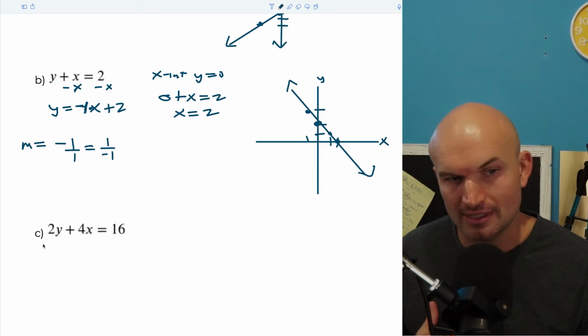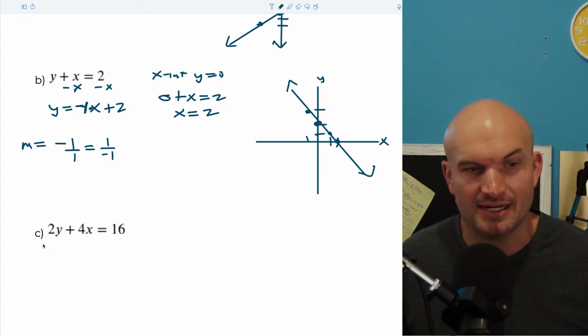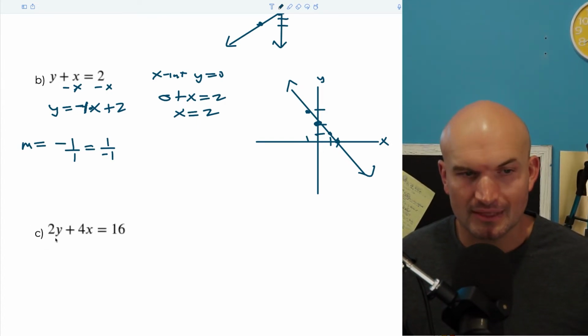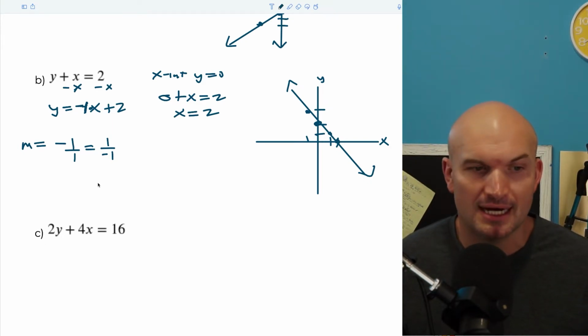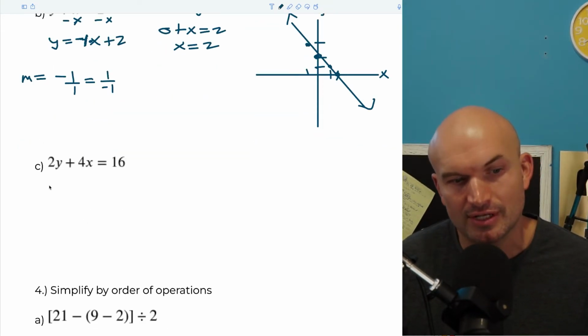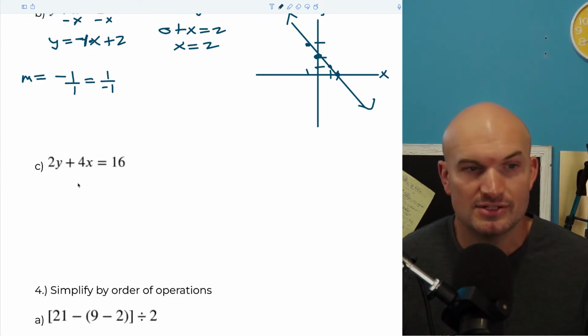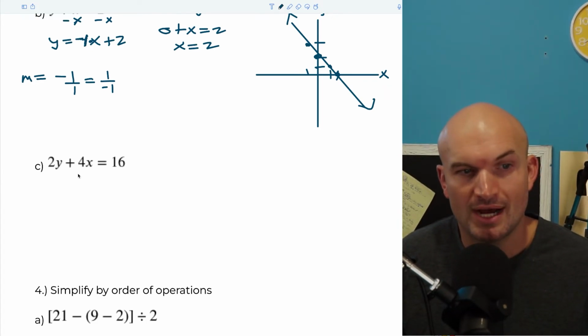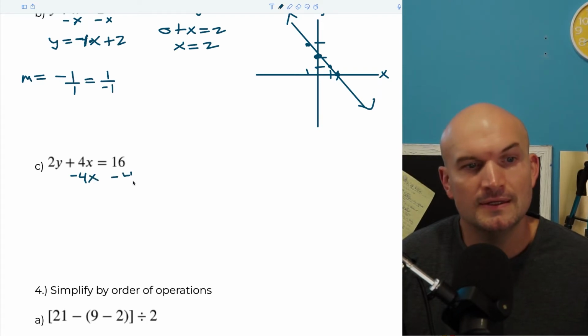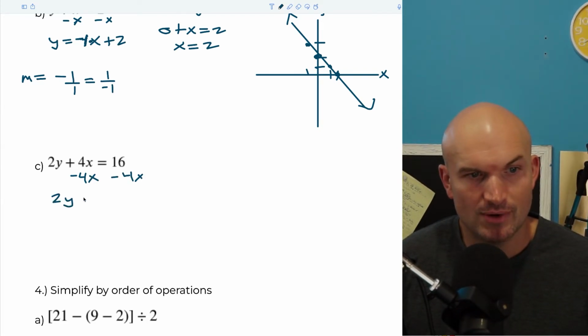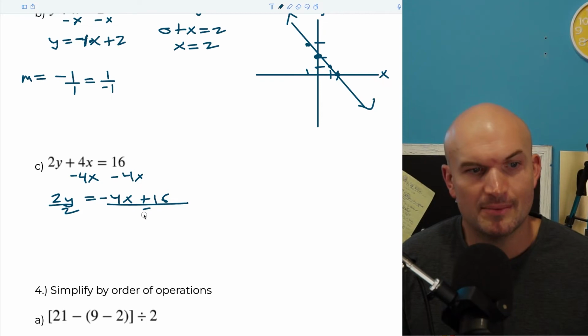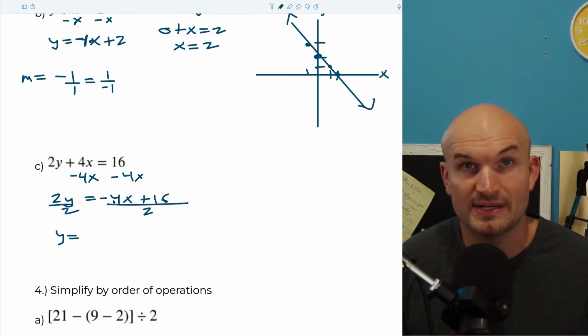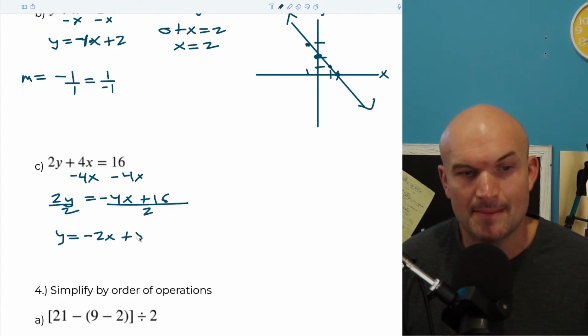But again, I still really like that students have this understanding of being able to identify the y-intercept and the slope between those 2 points. So that's just the way I'm going to do it. You could also do the slope-intercept or use the intercept method if you want to. But if I want to solve for y, the first thing I'm going to do is subtract 4x on both sides. So I get 2y equals negative 4x plus 16, right? And then you just go ahead and divide by 2, and I get y is equal to, so negative 4x divided by 2, that's going to be negative 2x. And then 16 divided by 2 is going to be a positive 8.